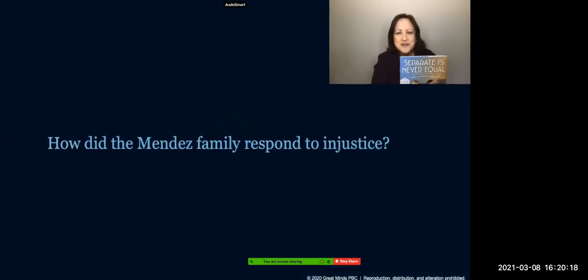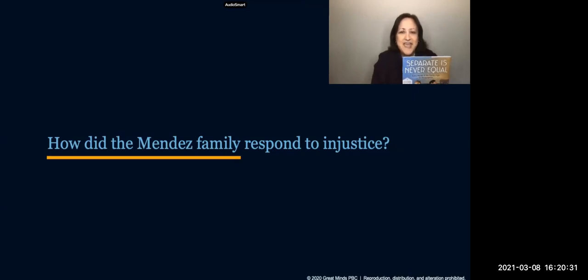As we explore a brand new text, this focusing question will also guide our thinking as it is specific to this new text. Let's choral read this question. How did the Mendez family respond to injustice?